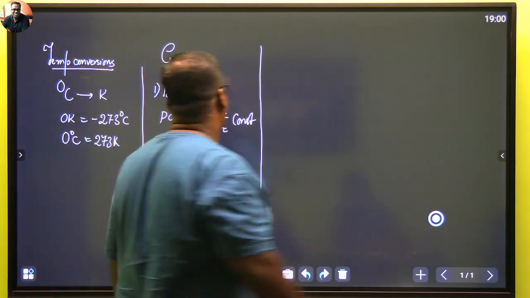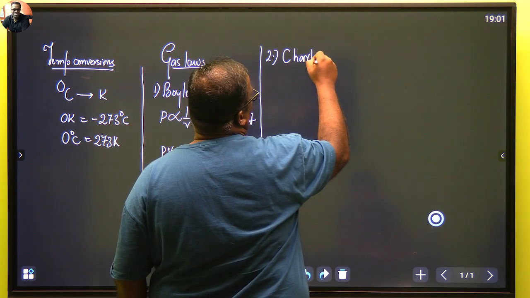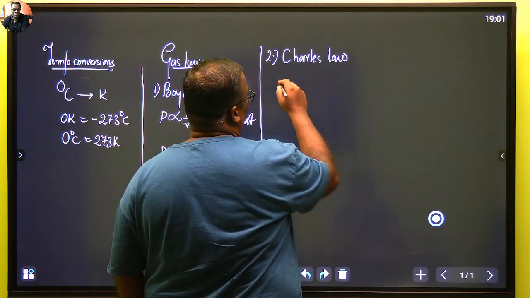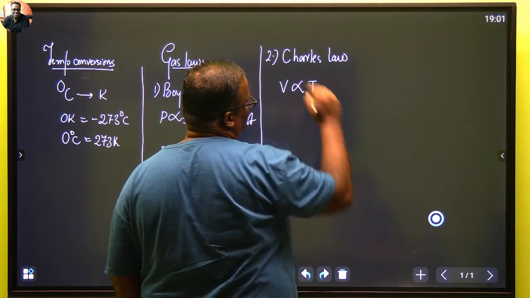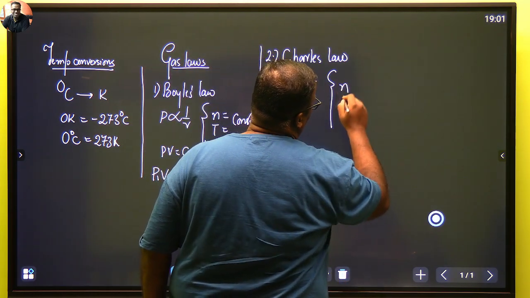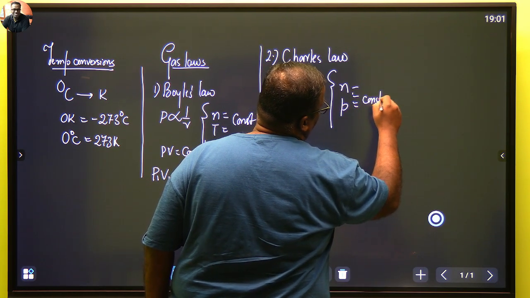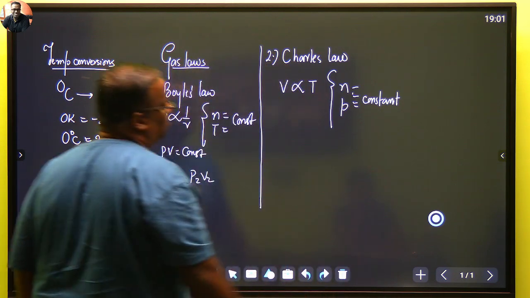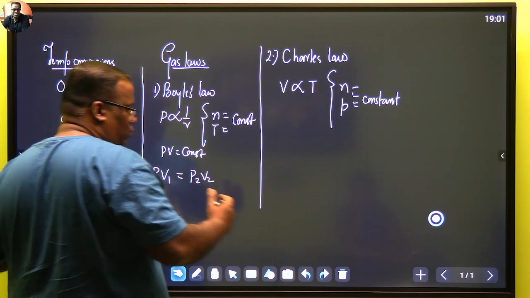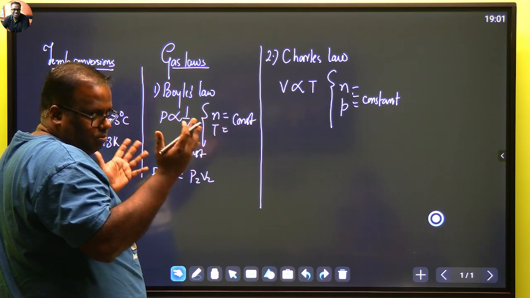Right. Very good. Okay. After that, we came to Charles' law. Charles' law connects volume with temperature. It says that the volume occupied by a gas is directly proportional to temperature. If you increase the temperature, the volume increases, provided the number of moles and the pressure both are kept constant. That is, mass of the gas is kept constant and pressure kept constant. So if you want to have the same pressure, then you have to allow the volume to increase. If you don't allow the volume to increase, the pressure will build up. Are you able to understand?